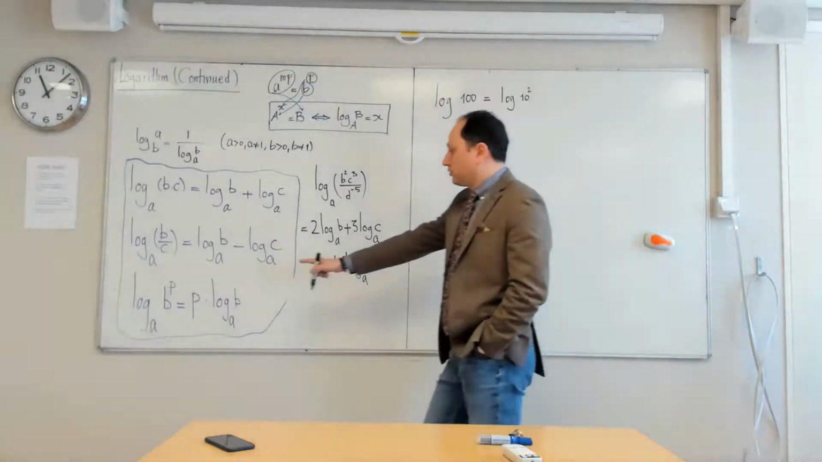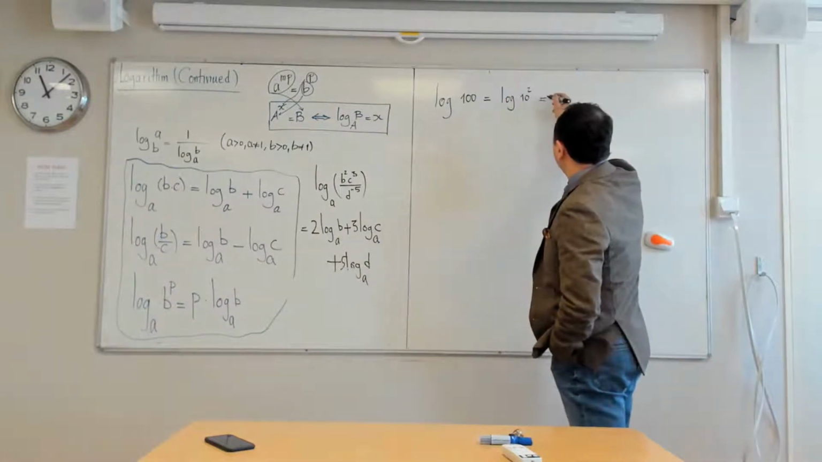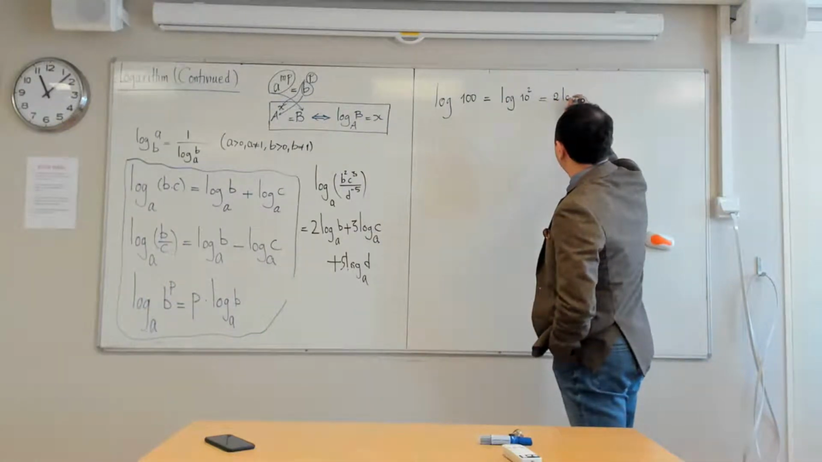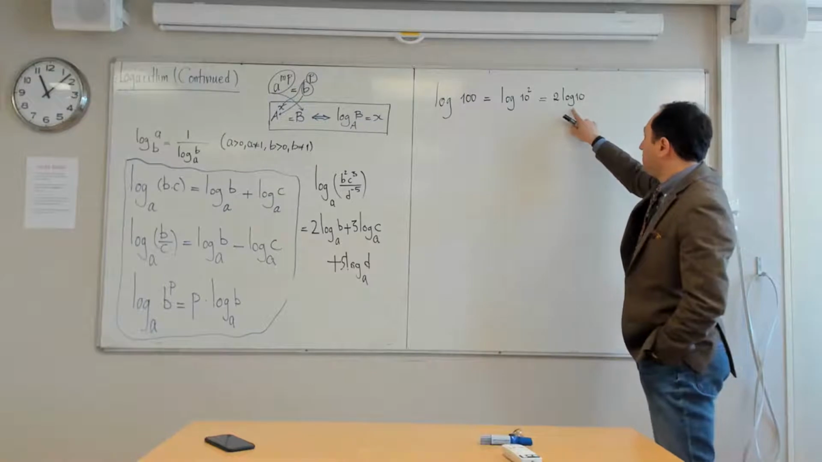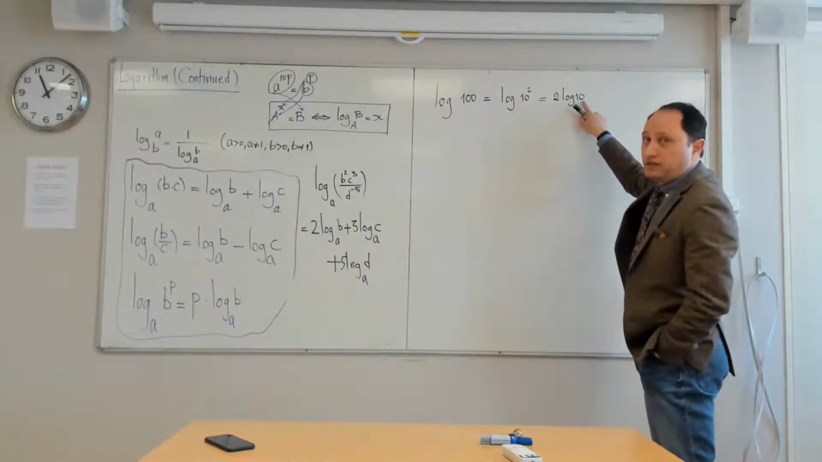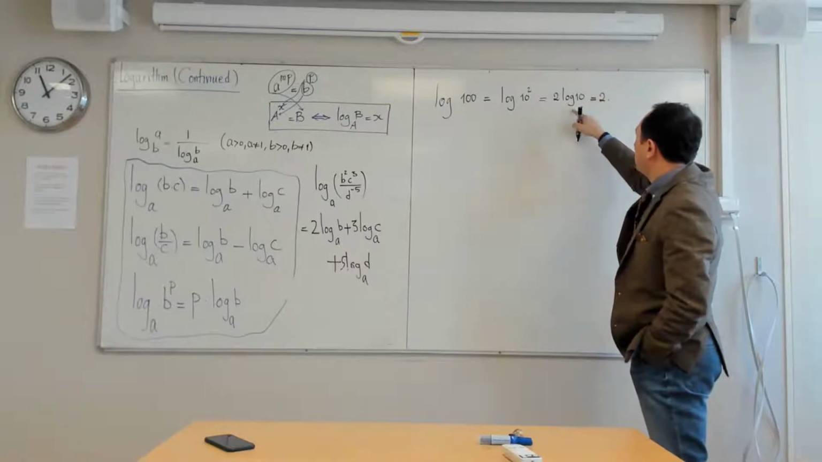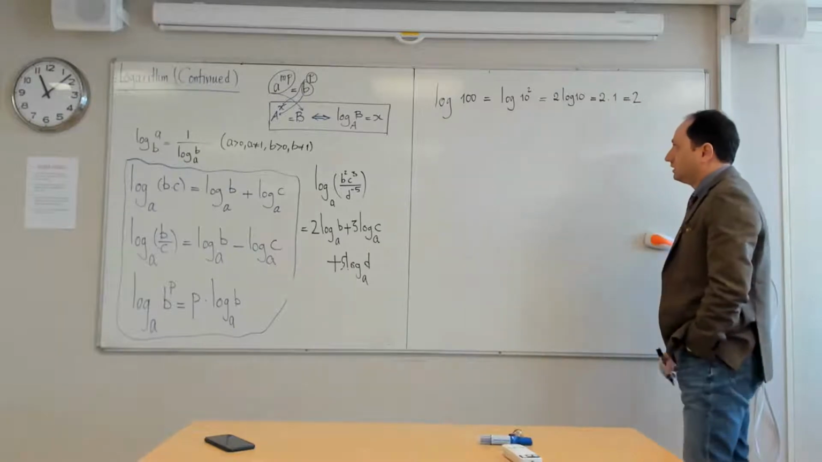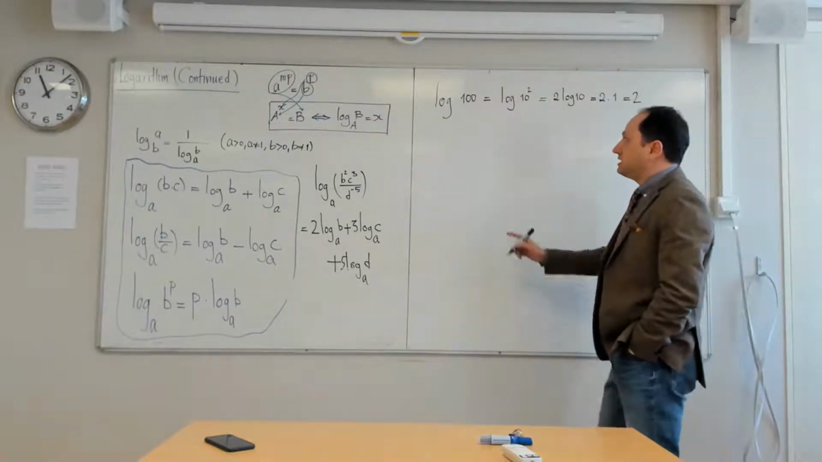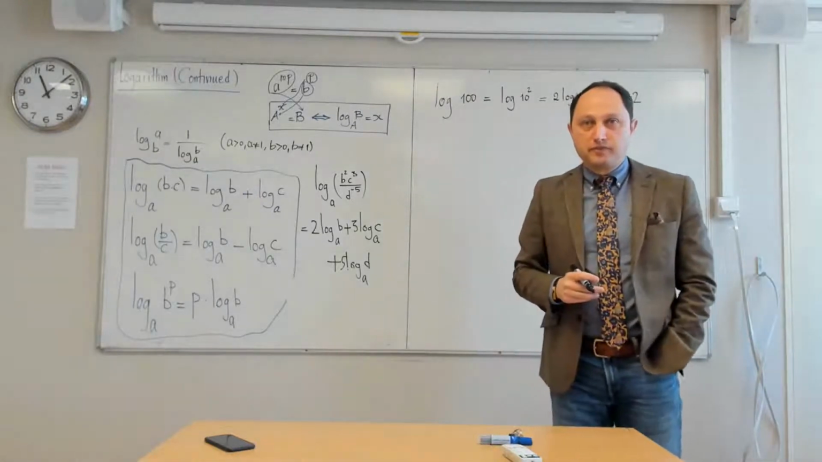And now I know the rule. If I have a power there, this will go to the back of the log, so it becomes 2 times log of 10. But log of 10 is also another theorem. The base is 10, so I have a log of a number in its own base. So we learned that that number is nothing except 1, so 2 times 1 is actually 2. So you see, this is a second method to solve the problem using the formulas.